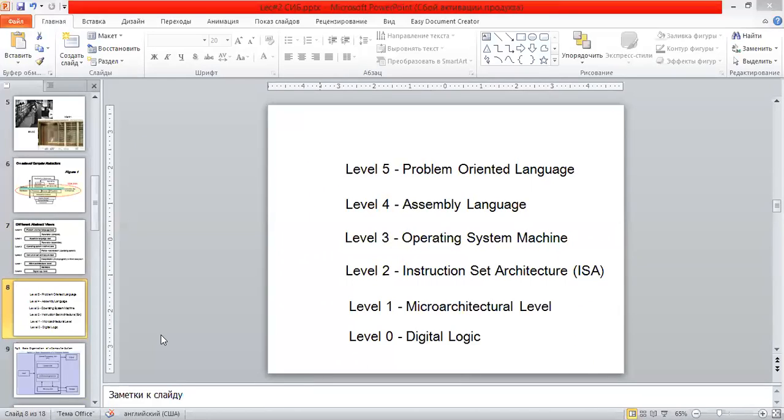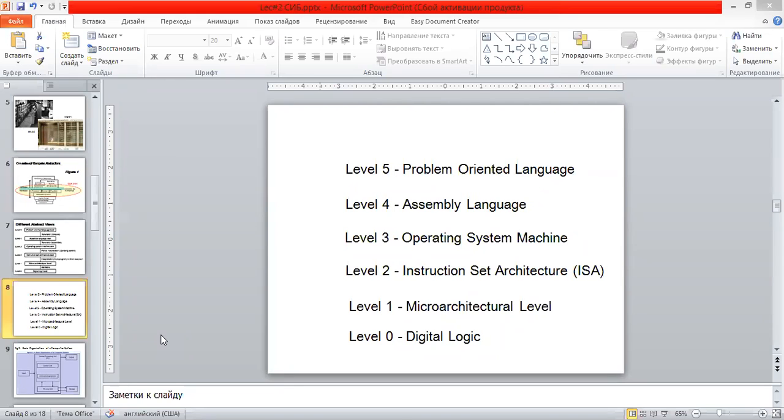Level 0, digital logic. The circuitry that makes a digital computer run is called logic. All processes of a digital computer are expressed in terms of functions of ones and zeros, for example, AND, OR, and NOT functions.